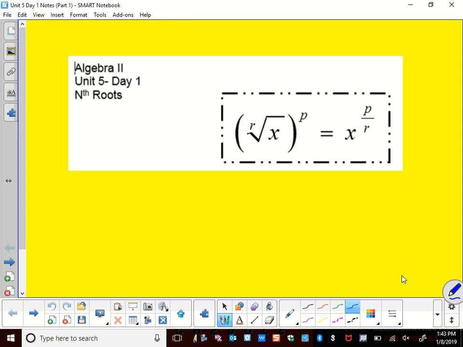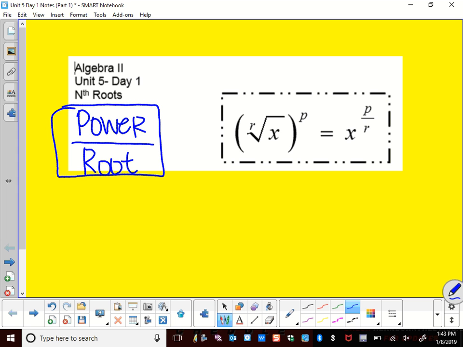All right, so at the very top of your paper, I want you to write this: power over root. This is very important. Box it up, circle it, highlight it, star it, whatever you have to do. It is very, very important.